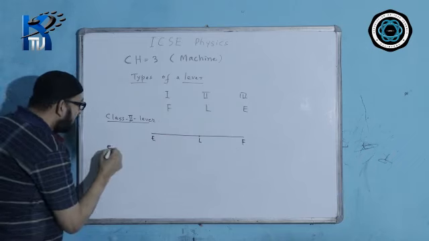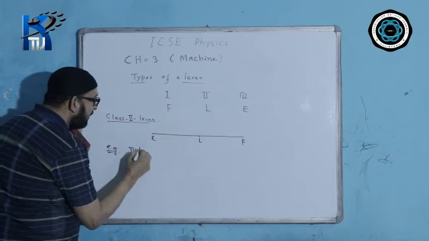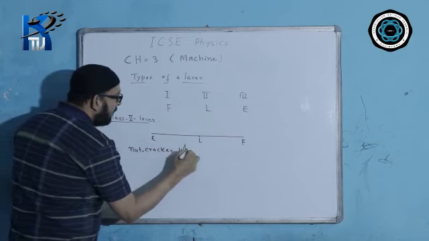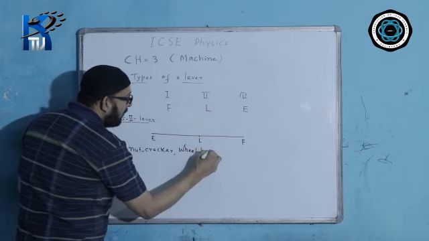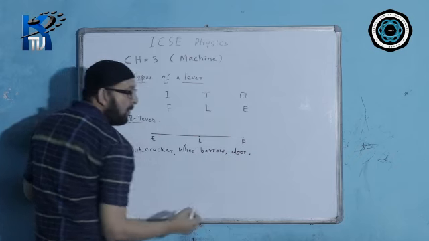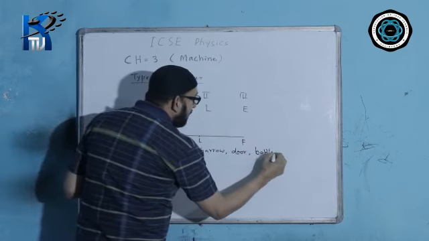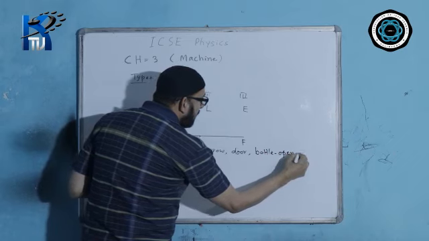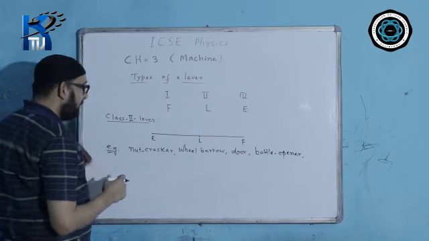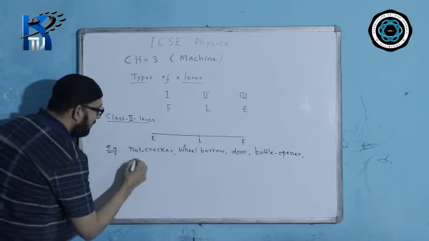What are the examples of this class of lever? Examples of this class of lever are nutcracker, wheelbarrow, door, bottle opener, etc.